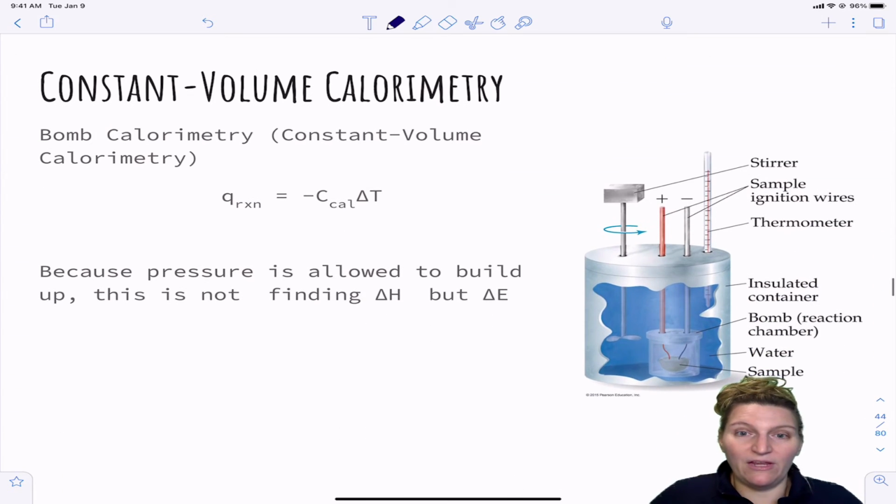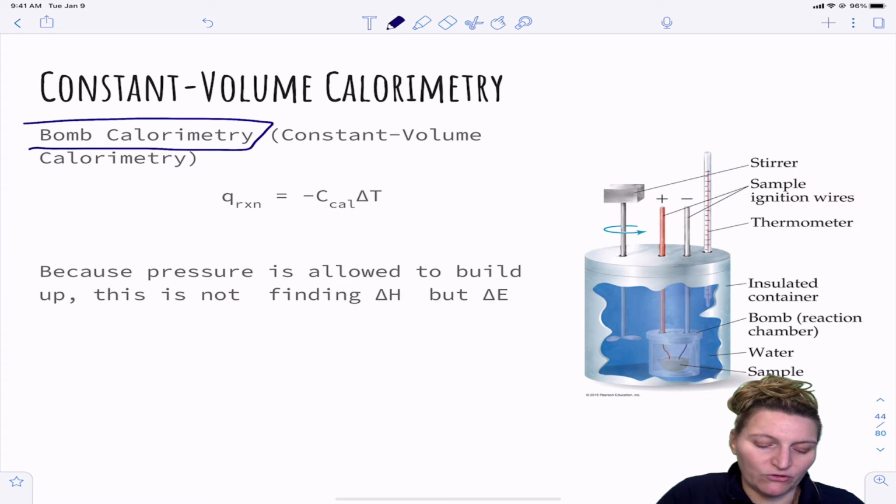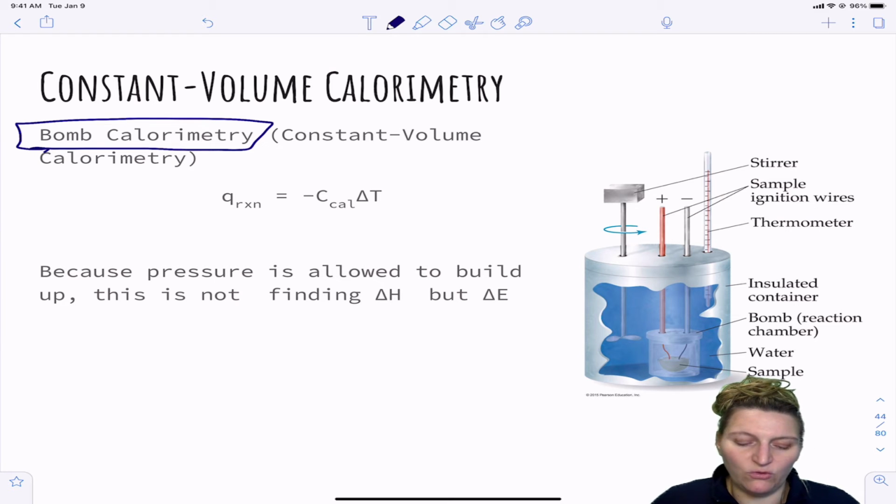And now we're on to the other type of calorimetry. So this is when it is not a constant pressure, but when it is in fact a constant volume. And in order to do that, we would need to do it in a closed system that would be able to withstand an increase in pressure. And this is called bomb calorimetry. And it's a very specific apparatus. We do not have one at the high school. You would have one in college.